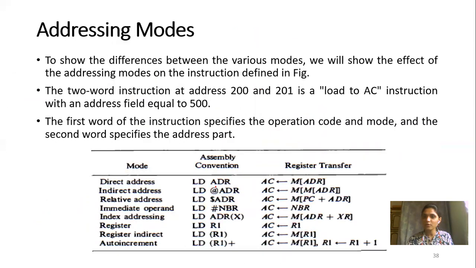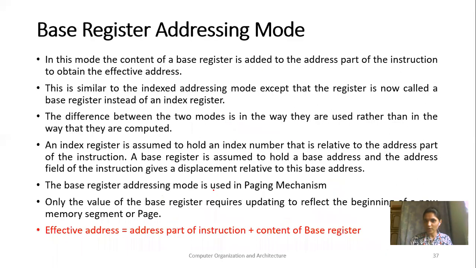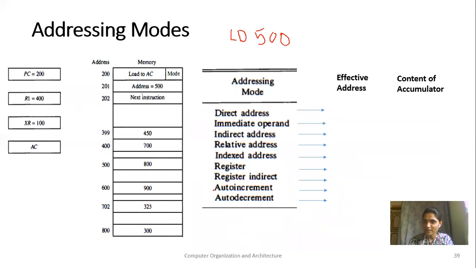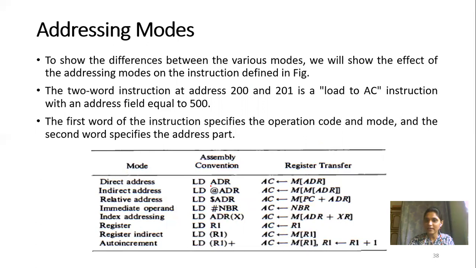Here 500 you consider as an ADR. This 500 can be anything, but here we have used 500 for simplicity. If we consider it as ADR, then how can you represent direct addressing? By LD ADR, that is your direct addressing mode. For indirect addressing mode, to denote the mode, you will use the @ sign. So LD @ADR will load the accumulator with the memory content of the address given by this ADR location.